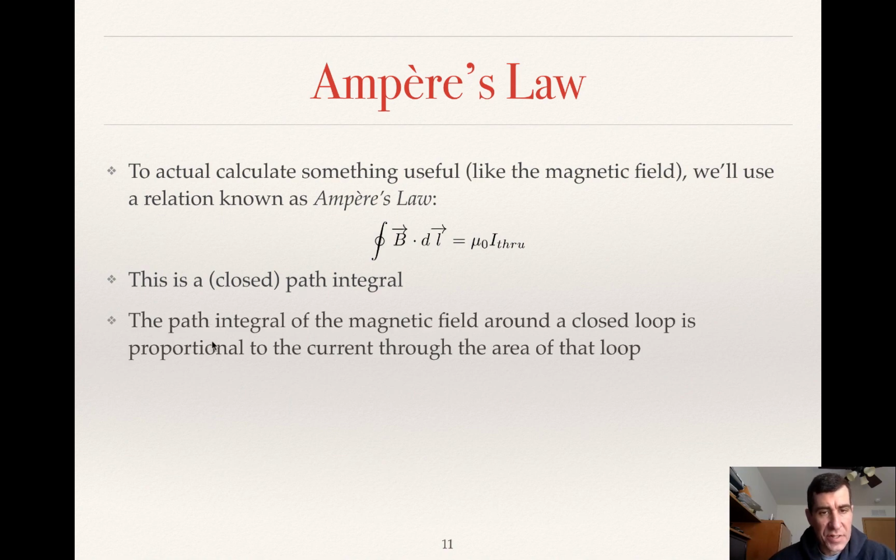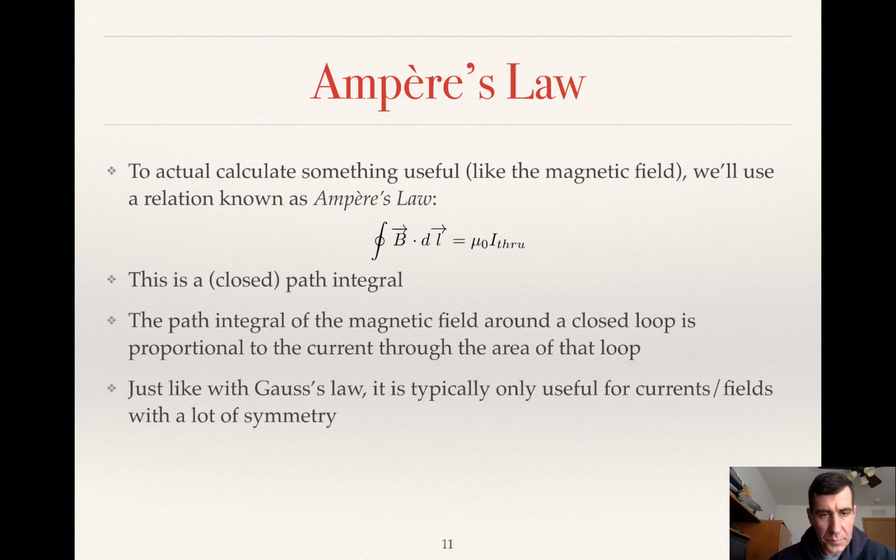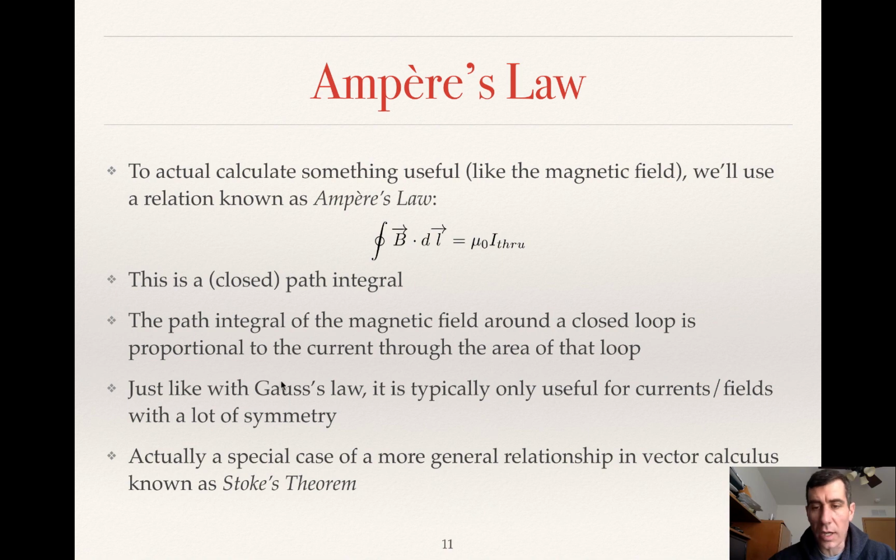So the idea is, the path integral of the magnetic field around a closed loop is proportional to the current through the area of that loop. Just like with Gauss's law, it's typically only useful for currents and fields where you have a lot of symmetry. But when you do have a lot of symmetry, it's a lot easier than trying to calculate things with the Biot-Savart law. And just an aside here, this is actually a special case of a more general relationship in vector calculus known as Stokes' theorem.